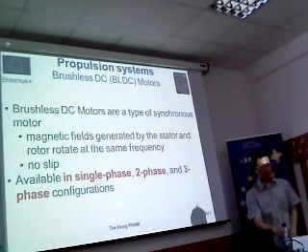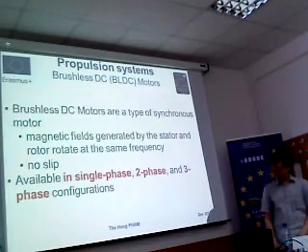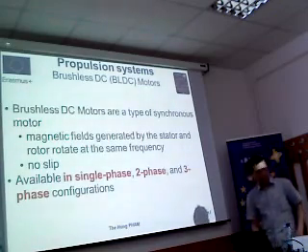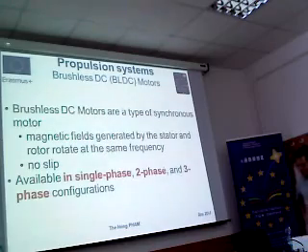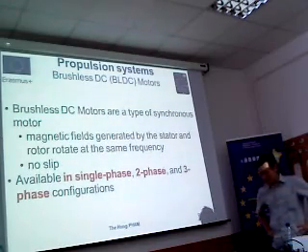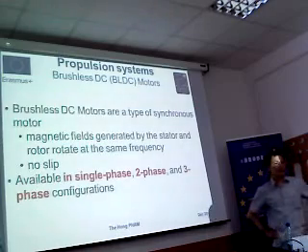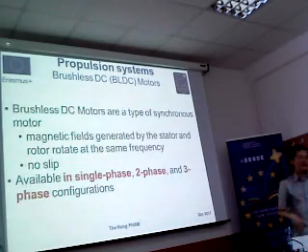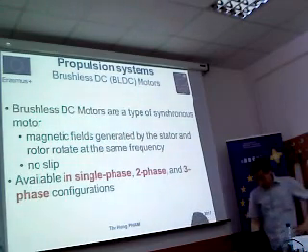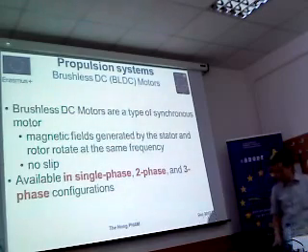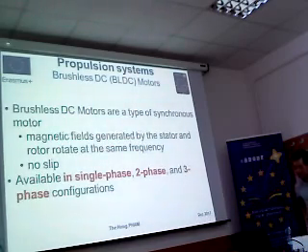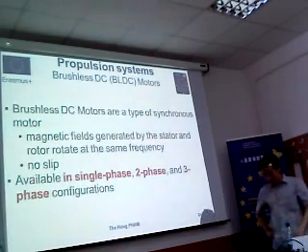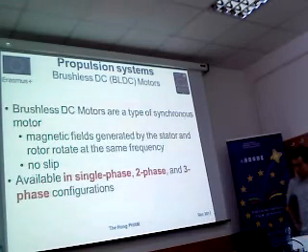Okay, so we are going back to motors. For the brushless DC motor, this is a type of synchronous motor. Synchronous motor means that the speed of the rotor and the speed of the magnetic field are the same. The magnetic field is regulated by the stator, and the rotor rotates at the same frequency, and there is no slip. There are several types of brushless DC, in single phase, two phase, and three phase configuration.